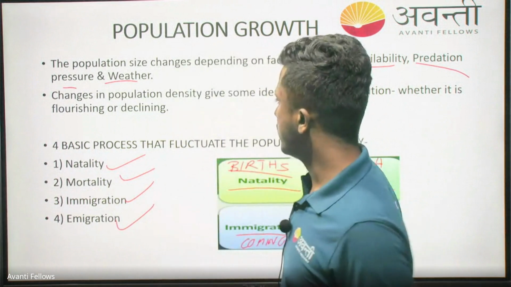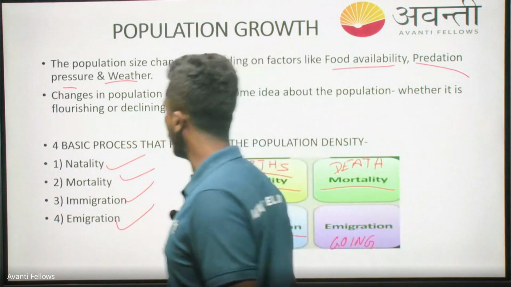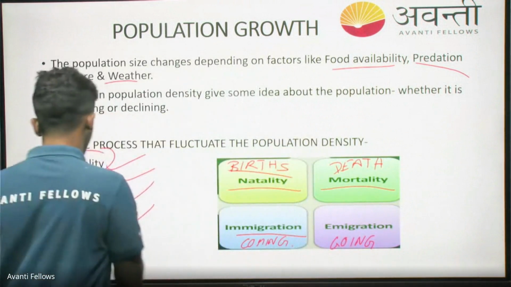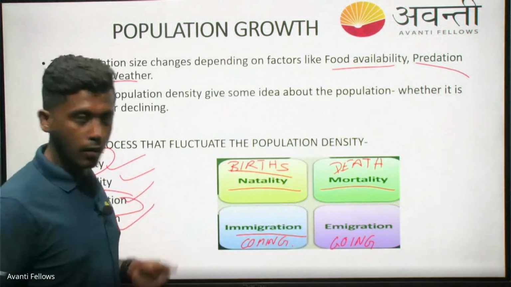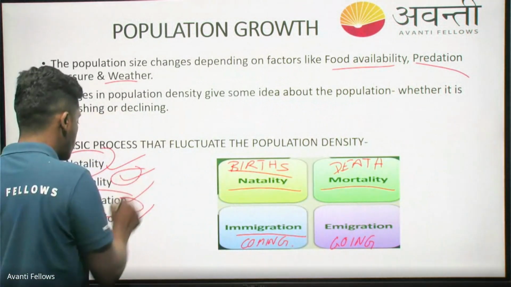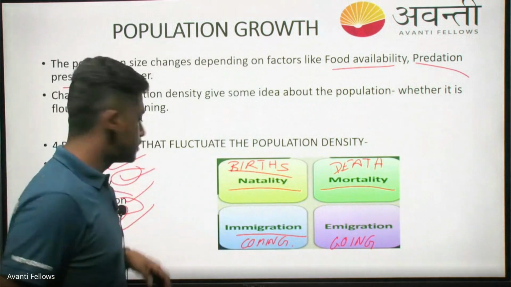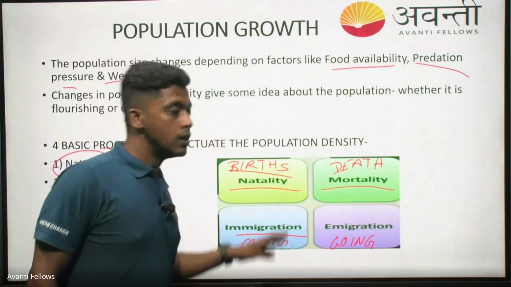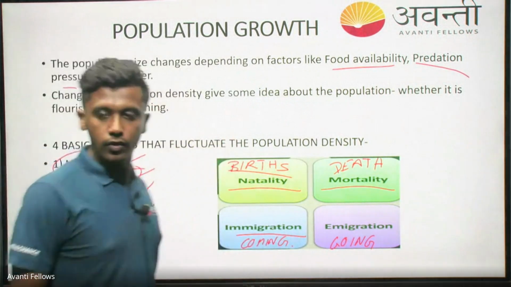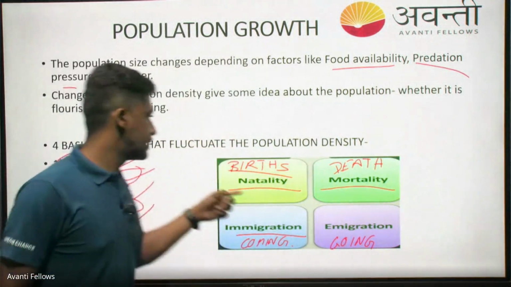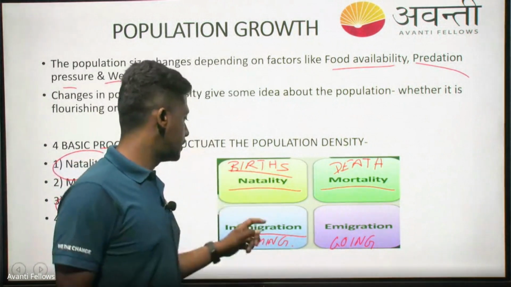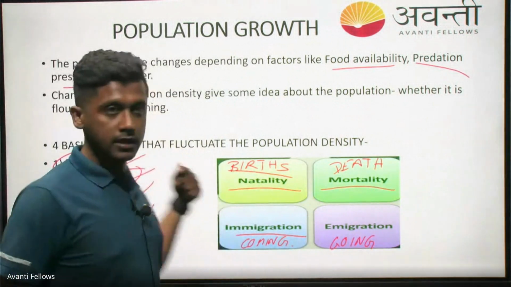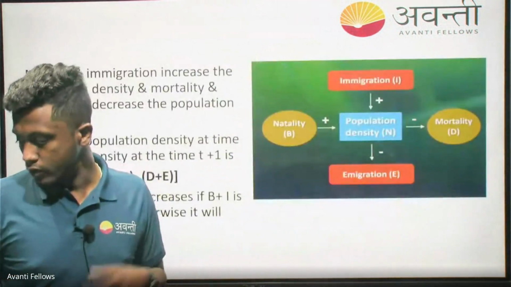Usually, whenever you have more natality, that is more births, and more immigration, then you have an increase in population. If you have more deaths and more people leaving your place, then you have less population. That is how the population fluctuates based on these four parameters. One is natality, that is the birth; mortality, that is the death; immigration, that is people coming from different regions; and emigration is people who go from this place to another place.